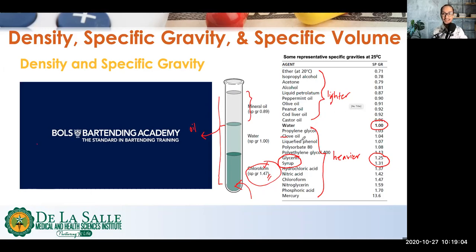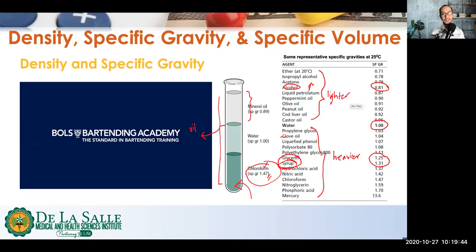The greater the amount of ethanol, and alcohol has a lower specific gravity than water. So the greater the amount of alcohol in a particular drink, the lighter it is than water. So it will be on top. Now, the more sugary, the greater the amount of sucrose in the drink, the heavier it becomes. Because the addition of solutes heavier than water will most definitely increase its specific gravity. So it will be at the bottom.